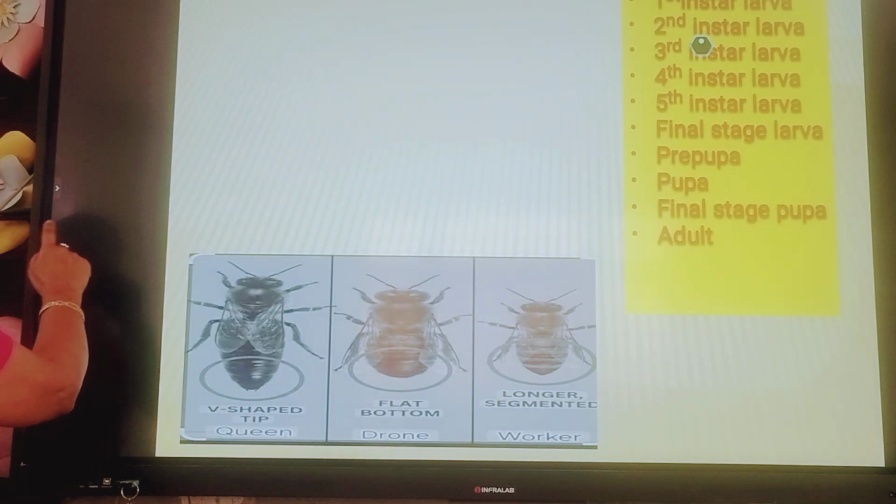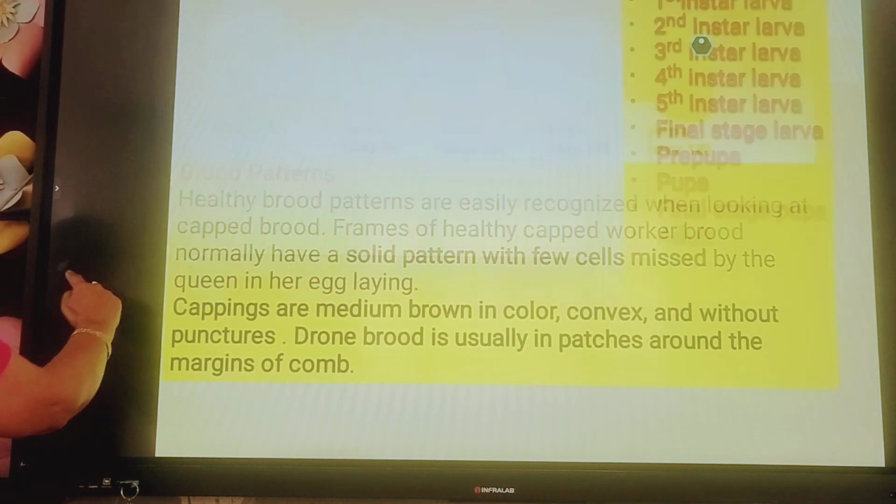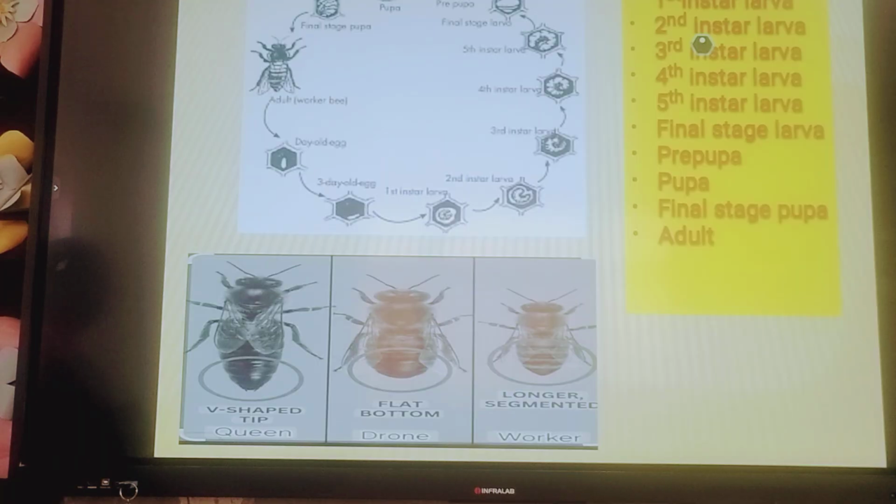Then you can see this is the structure of the life cycle. After the formation of the egg, which takes 3 days, it will change into the first instar, then second instar, third instar, fourth instar, and fifth instar larvae. So there are 5 stages in the larvae, then the final stage of the larvae, and then pre-pupa and pupa, and lastly the final stage of the pupa, and then it will change into the adult.